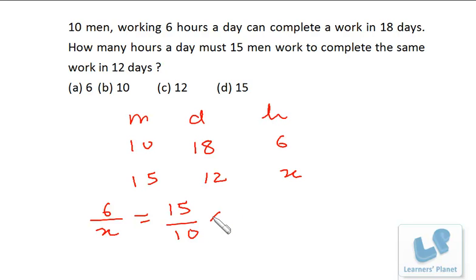Okay. Now we have to see the relationship between days and hours. Now to do any particular work, if more days are there, less hours will be required. That means even days and hours are in inverse variation. Okay, so write it like this. It is 6 by x. Instead of 18 by 12, I'll be writing 12 by 18, since days and hours are also in inverse variation. Okay, now let's solve it for x.